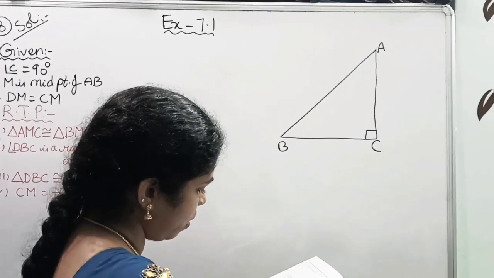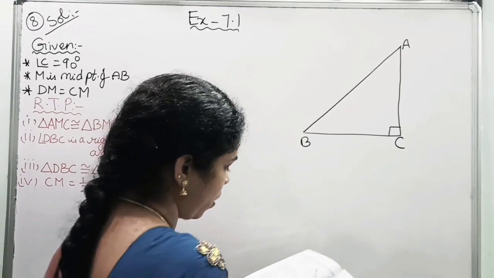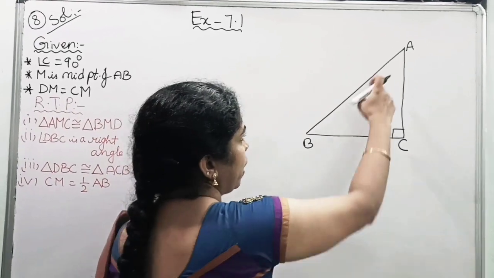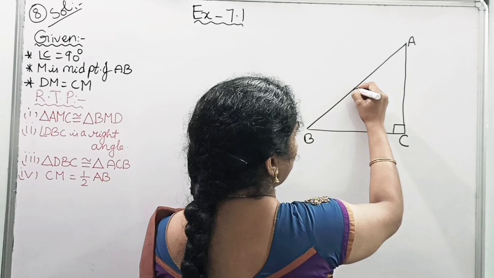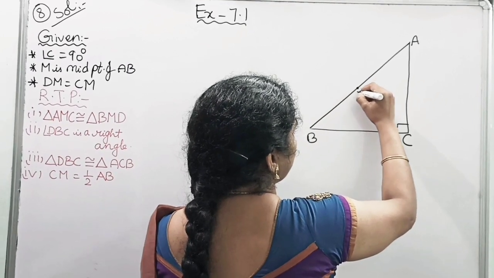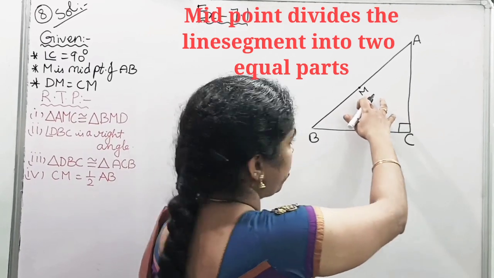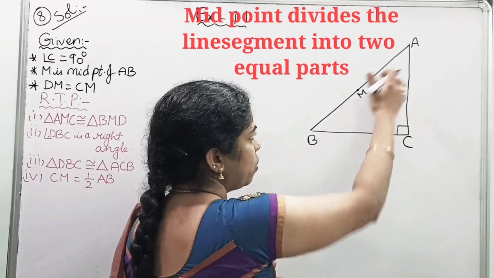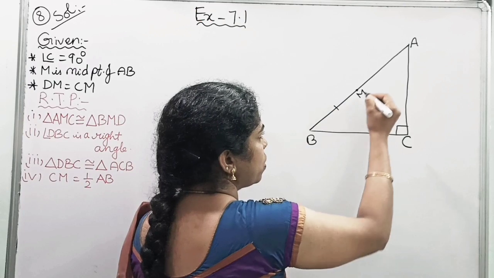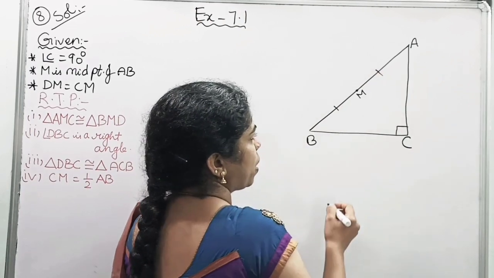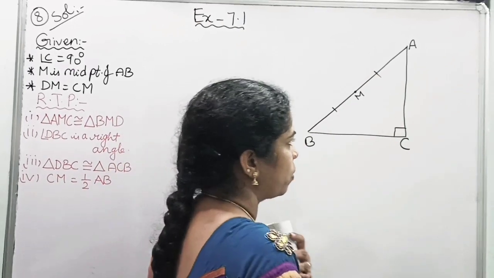The next one is M is the midpoint of hypotenuse AB. For AB, M is the midpoint. This is M. Again the midpoint, what is the duty of midpoint? It divides AB into 2 equal parts. So this part is equal to this part. Immediately you can note down.